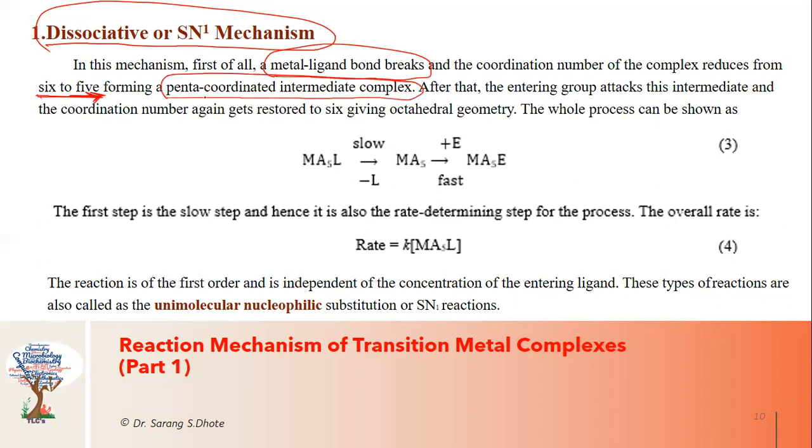The intermediate form होगा वो कौन सा होगा आपका penta-coordinated. After that, the entering group attacks the intermediate, and the coordination number again gets restored to 6. यहाँ पर आपका जो होगा अगेन कोऑर्डिनेशन नंबर कितना होगा 6 और ऑक्टाहेड्रल ज्योमेट्री रिटेन हो जाएगा. तो ओवरऑल प्रोसेस को देखते हैं. Na5L, this is the leaving group. This process is very slow, so this is the rate determination step.